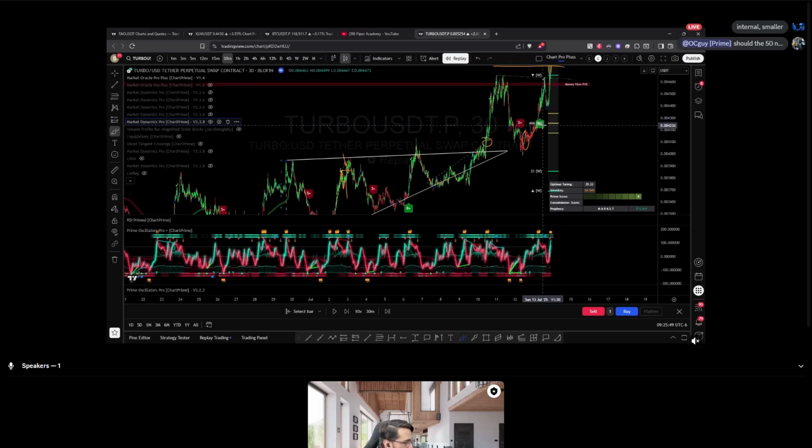Should the 50 be lower if trading internal? No, really, you define it. You define it. And man, yeah, I love this. Let me try to explain that.